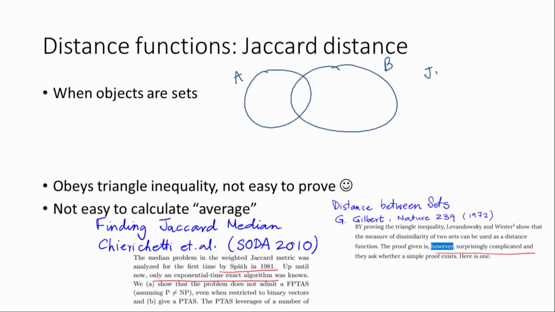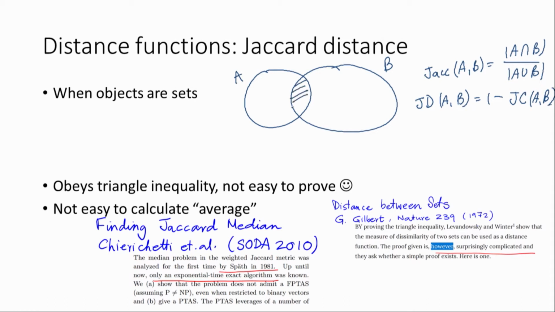So we define something called the Jaccard coefficient of A and B to be the size of A intersection B divided by the size of A union B. The Jaccard distance between A and B is 1 minus the Jaccard coefficient of A and B. Is the definition clear? The Jaccard coefficient is the size of the intersection divided by the size of the union, and the Jaccard distance between them is 1 minus the Jaccard coefficient.